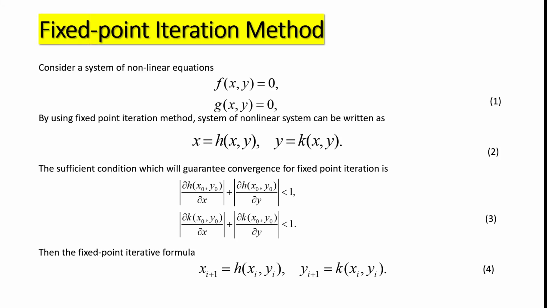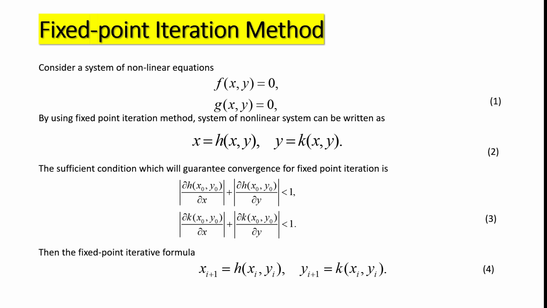So for the fixed point iteration method, we have the nonlinear system f(x,y) equal to 0, g(x,y) equal to 0. Then using the fixed point iteration method is very easy. It means you can express x either from the first equation or the second equation. If you express x from the first equation, then you need to express y from the second equation.